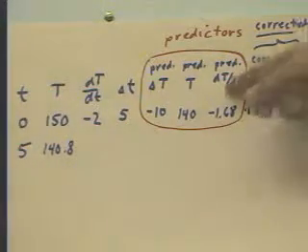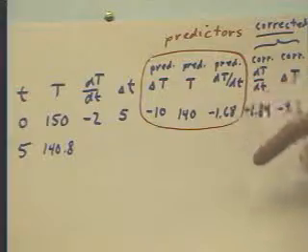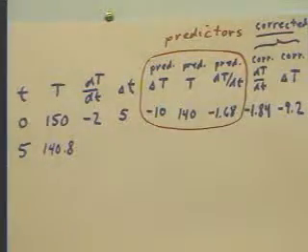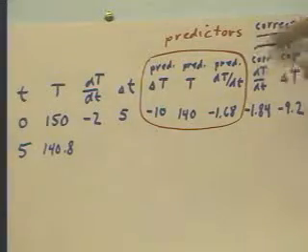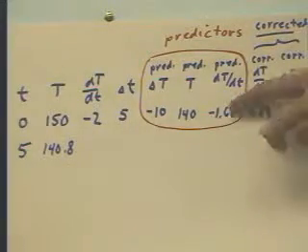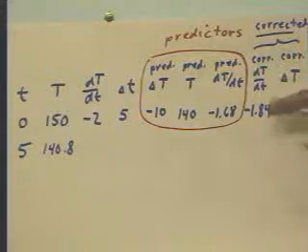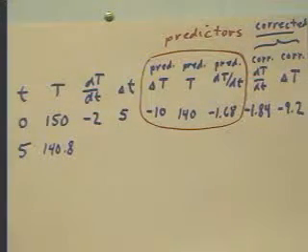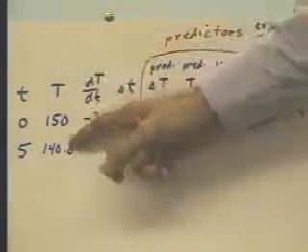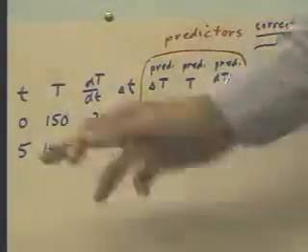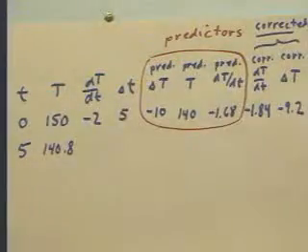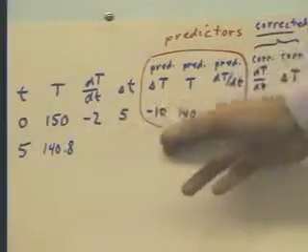Now we have two rates. We have a rate of -1.68 degrees per second and a rate of -2 degrees per second. We correct our rates by averaging these two, and we get -1.84 degrees per second, which gives us a -9.2 degree change, and we apply that back in our original column, and we say that the temperature is 140.8 at t equals 5 minutes.